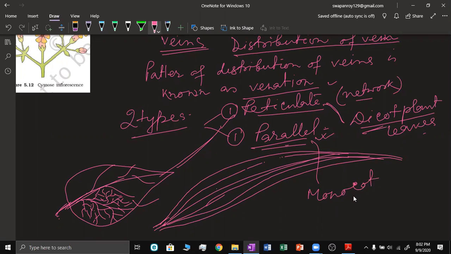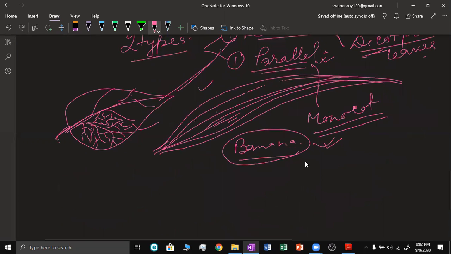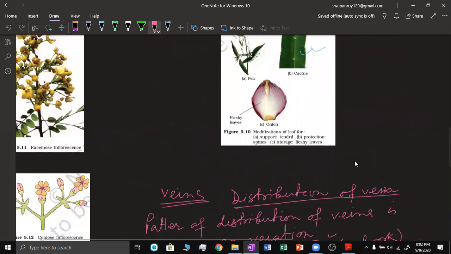Of course, there are several monocot plants where reticulate venation is found, not parallel venation. In grasses, it is parallel. In the banana plant, there is parallel venation. So we have to learn this. Okay, today up to here. The next portion we will continue in the next class.